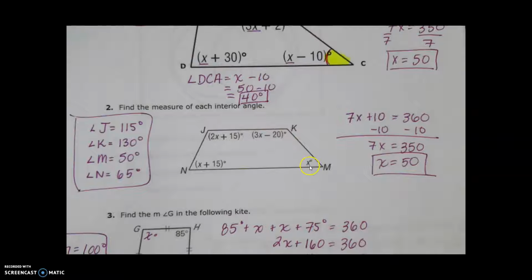So obviously angle M is 50. 3 times 50 minus 20, that's going to give me angle K, that's 130. 2 times 50 plus 15, that's angle J, is 115. 50 plus 15 is 65.